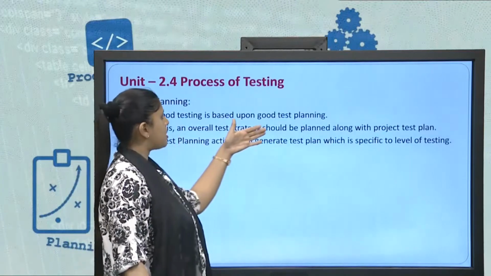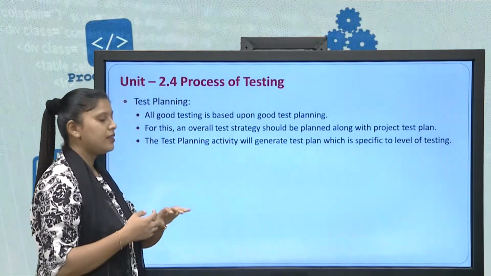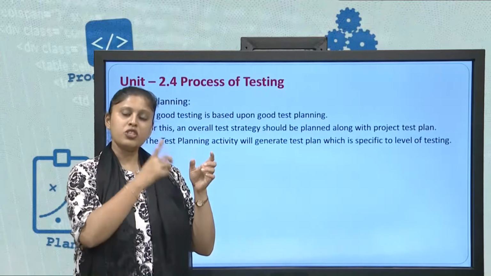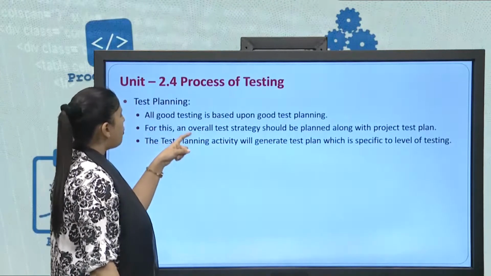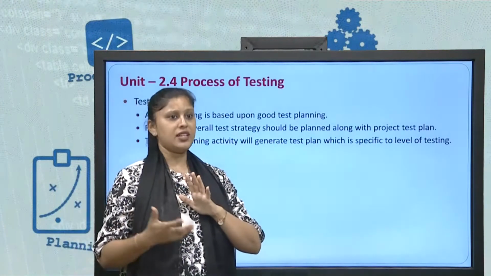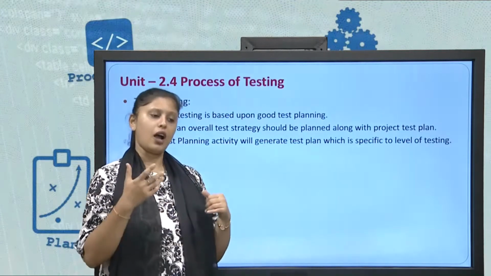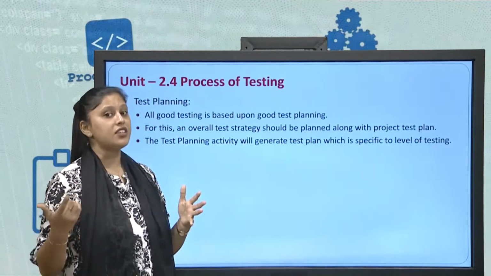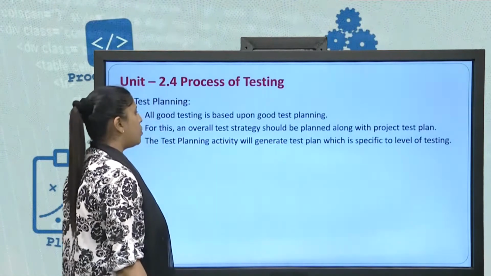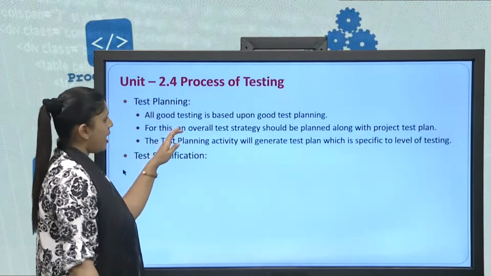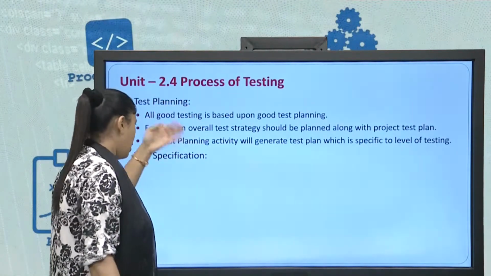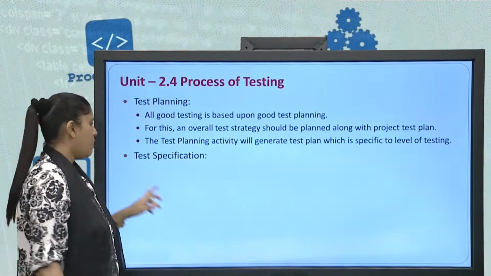Here, the first one we will see is test planning. All good testing is based upon good test planning. If everything is going according to whatever you planned out, then that means your planning was good. For this, an overall test strategy should be planned along with the project test plan. So, when you are planning the testing of your project, certain testing strategies should also be well planned. The test planning activity will generate a test plan which is specific to a level of testing. To reach that level of testing, we of course first have to plan the test. Now, the next step is test specification.